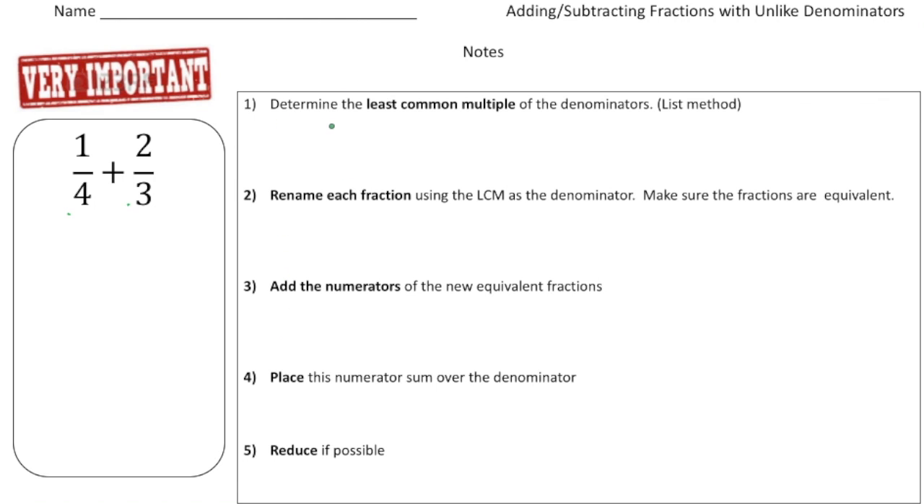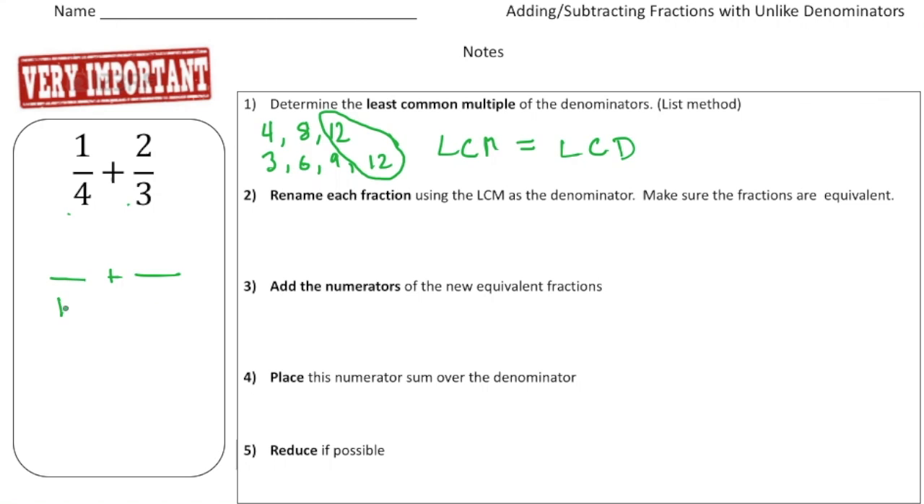Alright, so number 1, it says determine the least common multiple of the denominators. And so what you do is use the list method to determine the LCM of 4 and 3. So the multiples of 4 are 4, 8, and 12. And then the multiples of 3 are 3, 6, 9, and 12. So if you notice, our least common multiple is 12. Now here's the big thing. The LCM is also the least common denominator. So we're going to now have our fractions with denominators of 12.